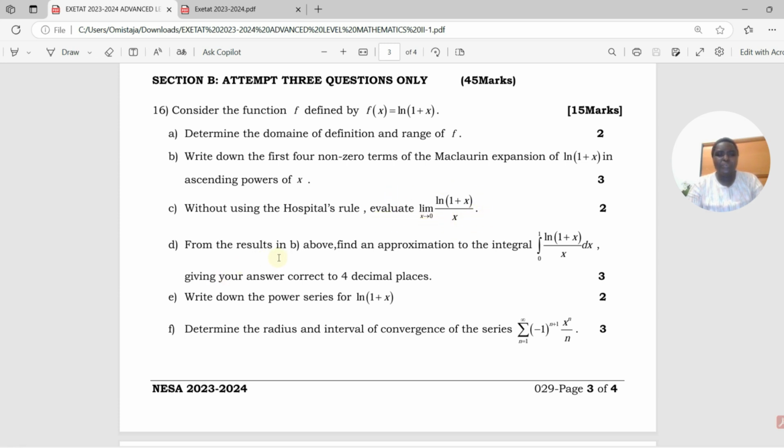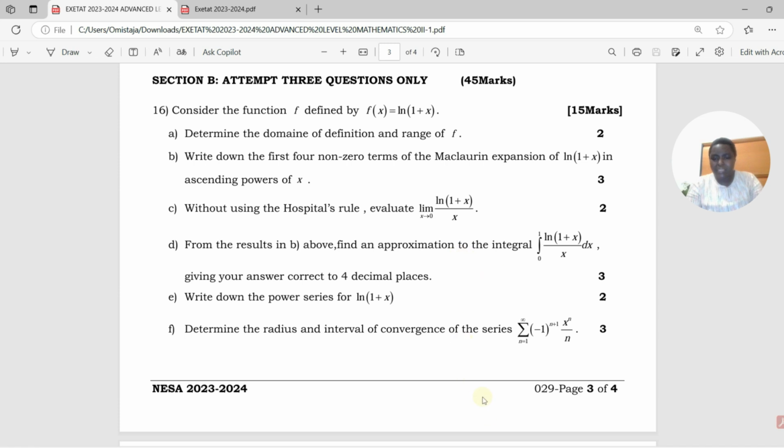And D, from the results in B above, find the approximation to the integral. We calculate these integrals based on the result that we are going to get in B. And then in E, write down the power series of this function as it has been given, and then determine the radius and the interval of convergence of these series. All right.